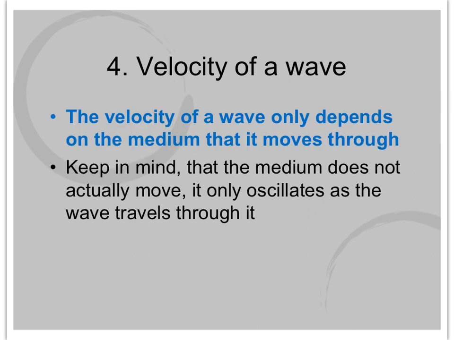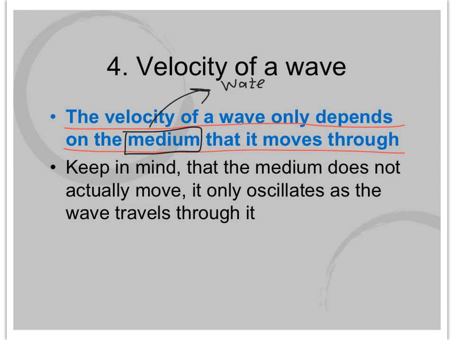Now we're going to introduce probably the most important concept that we're going to learn this entire unit about waves, and that is this concept right here. The velocity of a wave only depends on the medium that it moves through. This word here, medium, just means the thing the wave is actually traveling through. If we're talking about ocean waves, this would be the water. If we're talking about sound waves in a room, it would be the air itself.